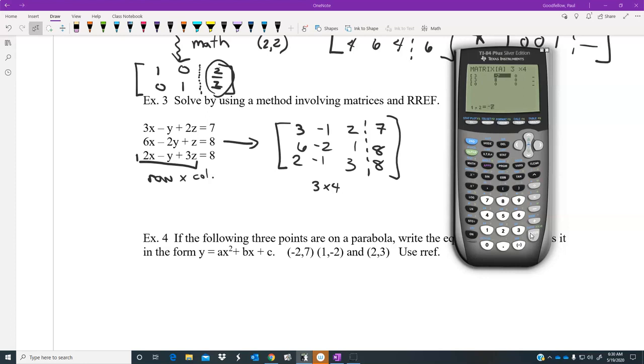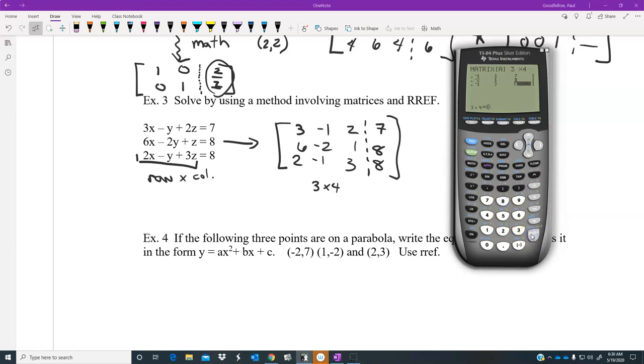So 3, -1. Oops, I need to use the negative key. -1, 2. And then it's going to go over to the last column for the answers of the augmented matrix. So watch that. 7 and 6 and -2. This part isn't really too tough. It's just data entry. 8, 2, and then -1, and 3, and 8, finally, in the end.